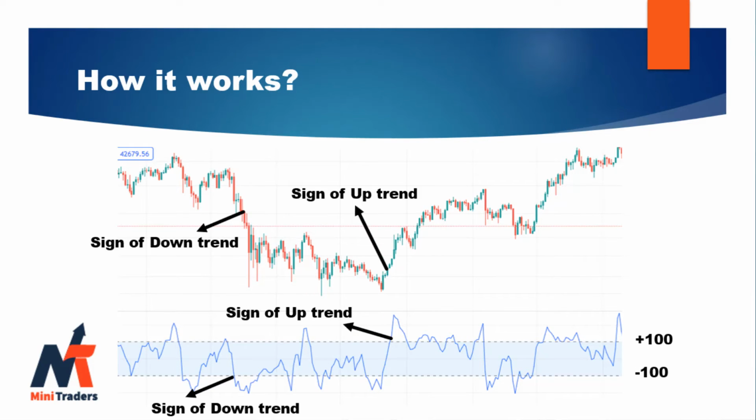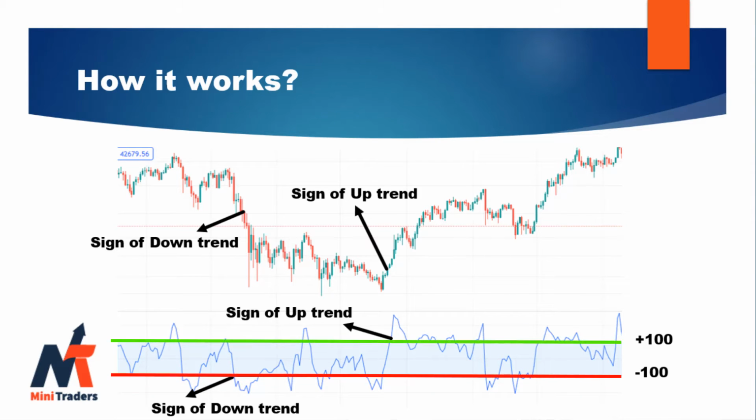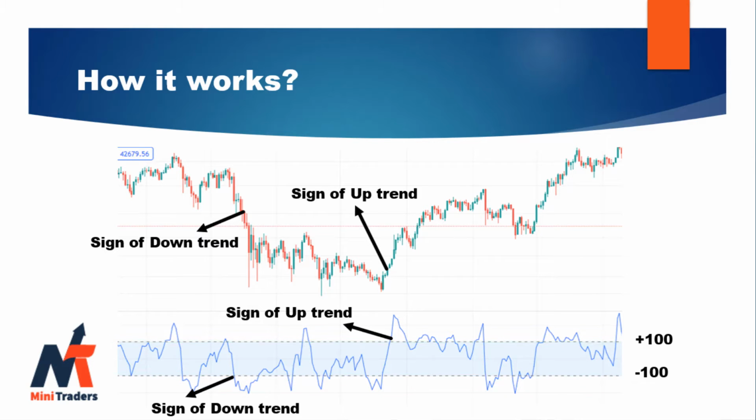This can be a sign for a sideways market, and when it becomes more than 100 in any direction, it can be a sign for having a trend. You can see some false signals, and we are going to talk about them in the rest of this video. But first, let's see how we can have this indicator in our chart.